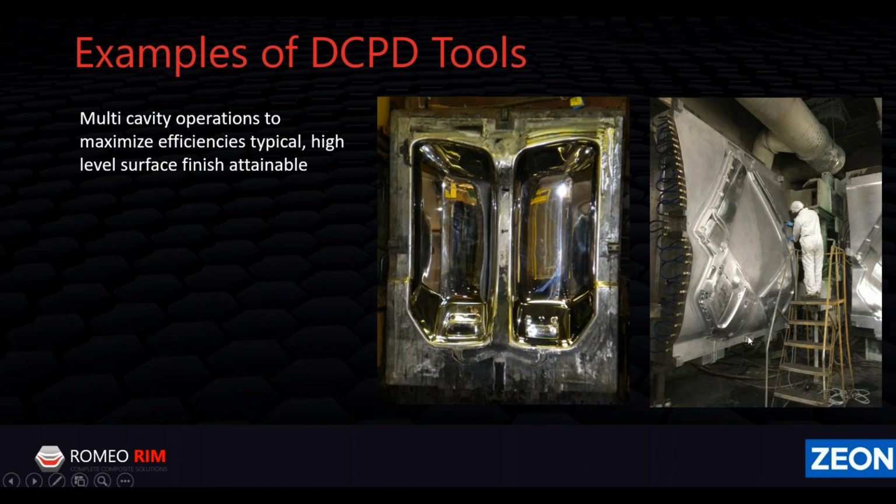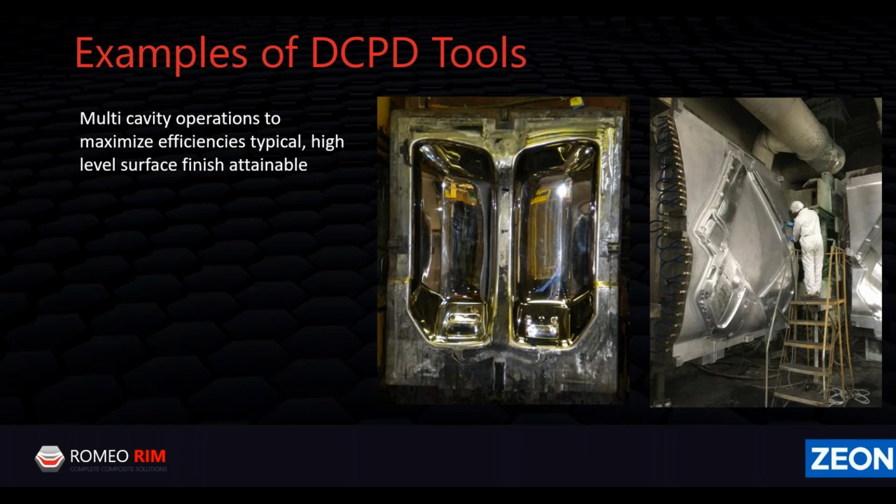Here's an example of, also we talked about the size of the tools, the surface finish capability. The photograph you see on the left is a multi-cavity tractor fender tool that had a very, very high level of surface finish requirement. And one thing about Telenet and this process, the rim process, is that you can duplicate the surface finish of the tool extremely well.